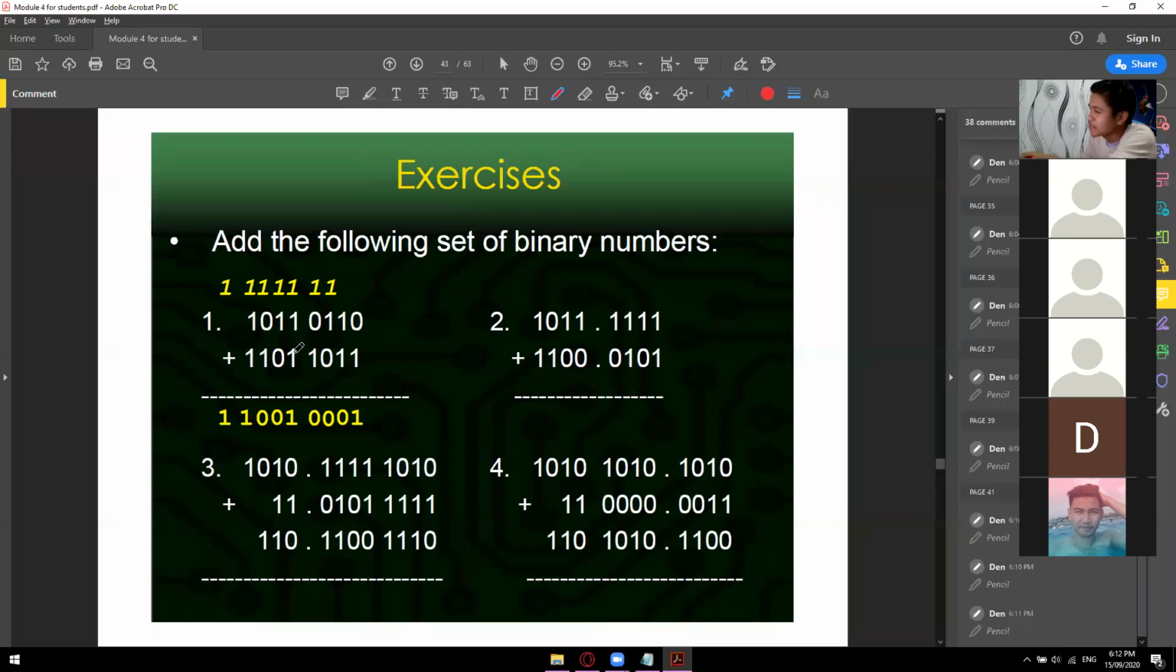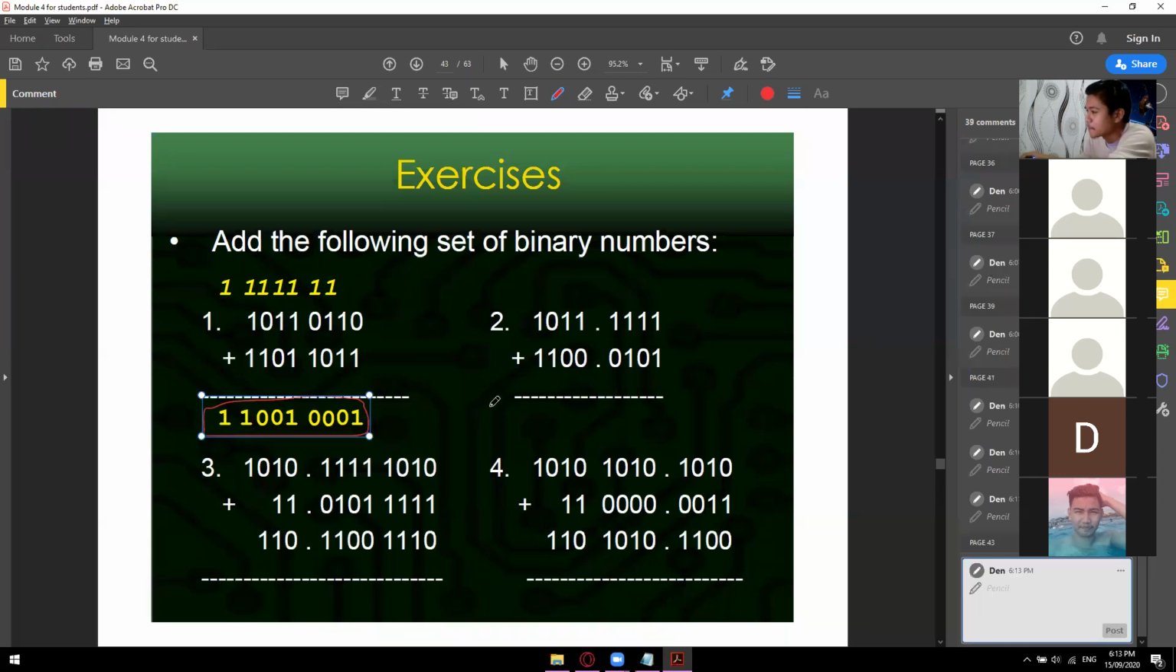Okay, so let's have another example. So 0 plus 1 is 1. Isang 1 lang, 1. Dalawang 1, 10. So carry 1, bring down 0. Dalawang 1, 10. Carry 1, bring down 0. Dalawang 1 ulit. Carry 1, bring down 0. So tatlong 1. Carry 1, bring down 1. Dalawang 1. Carry 1, bring down 0. Dalawang 1. Carry 1, bring down 0. Tatlong 1. Carry 1, bring down 1. And then bring down the remainder. Okay? So ganun lang kasimple.